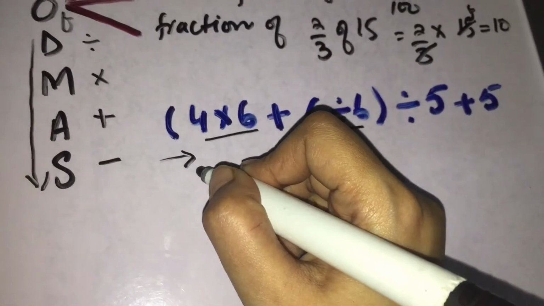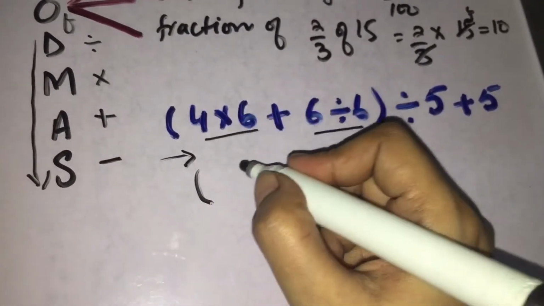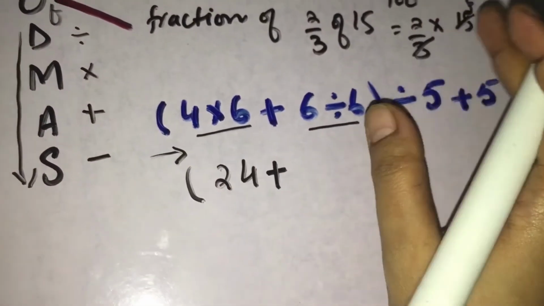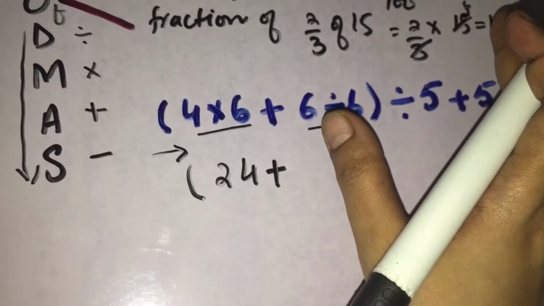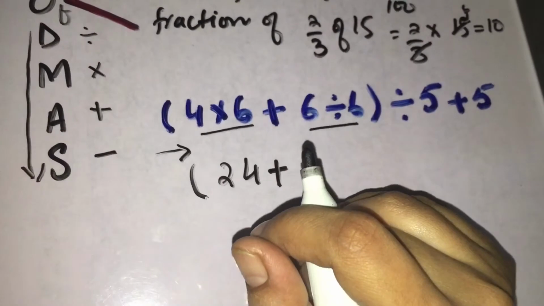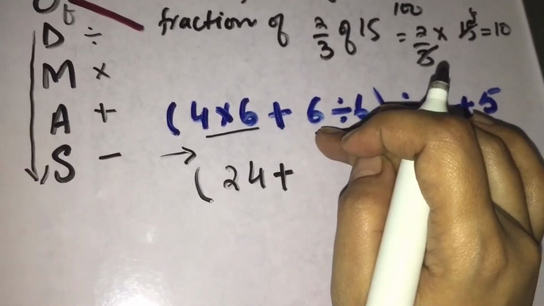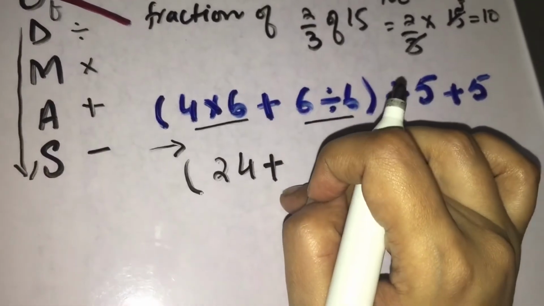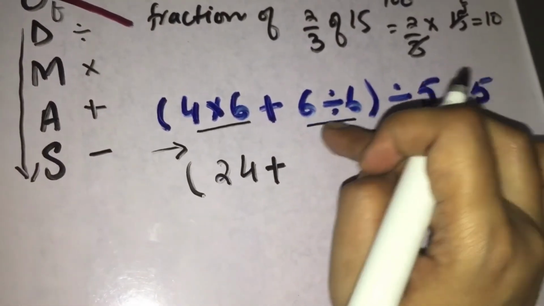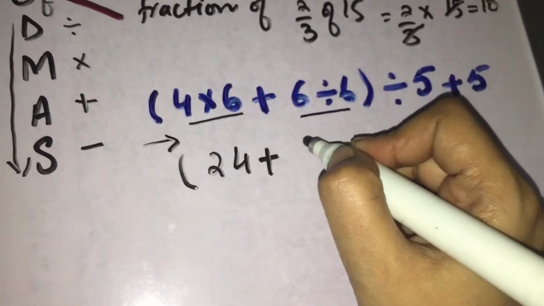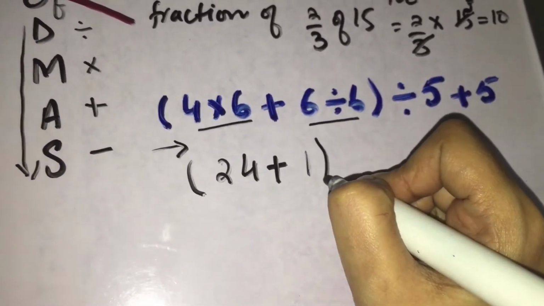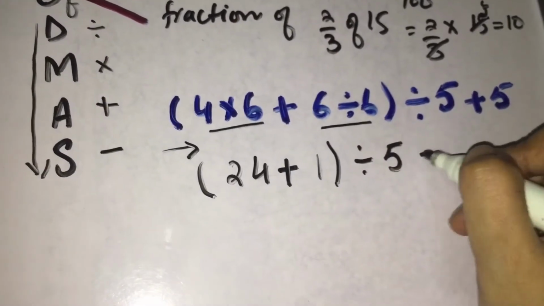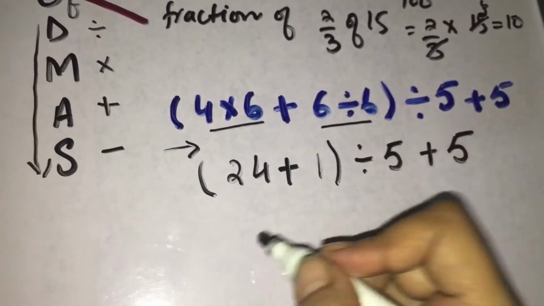So inside the bracket, 4 6s are 24 plus. I could also solve it simultaneously. We can solve this together too. So if I solve it together, I have written 4 6s are 24 here, and in between I put the plus sign. Now right here I solve this: 6 divided by 6 equals 1. Bracket close. Then division sign divided by 5, and lastly 5.